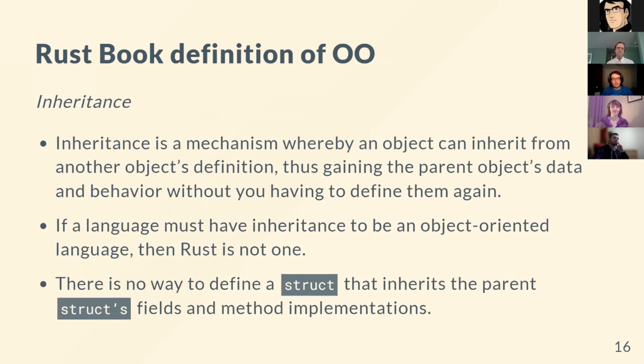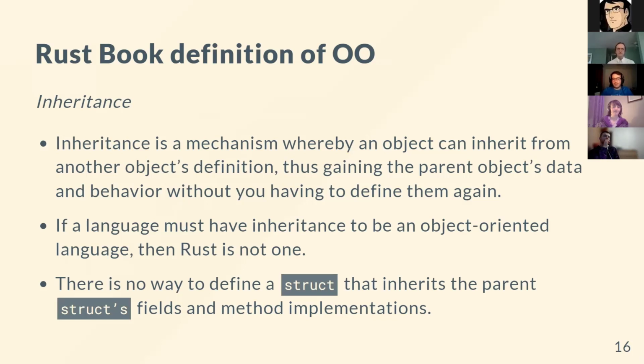So here's the big ticket item for Rust and OO discussion: inheritance. We've probably all used it. It's a mechanism where an object can inherit from another object's definition, thus gaining the parent object's data and behavior without having to redefine it. If a language must have inheritance to be an OO language, then Rust is not one. That's lifted straight from the book as well. There's no way to define a struct that inherits from another parent struct and automatically inherits its fields and method implementations.